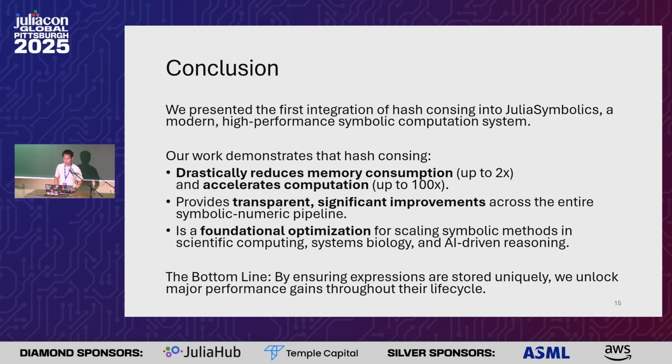So in conclusion, we have shown that integrating hash consing into Julia Symbolics is a real game changer, and it transparently reduces memory and also accelerates every stage of every pipeline of the symbolic numerical computation, from symbolic manipulation to the final numerical evaluation. So this work, I think, shows hash consing is an essential technique for building the next generation of scalable, efficient symbolic tools.